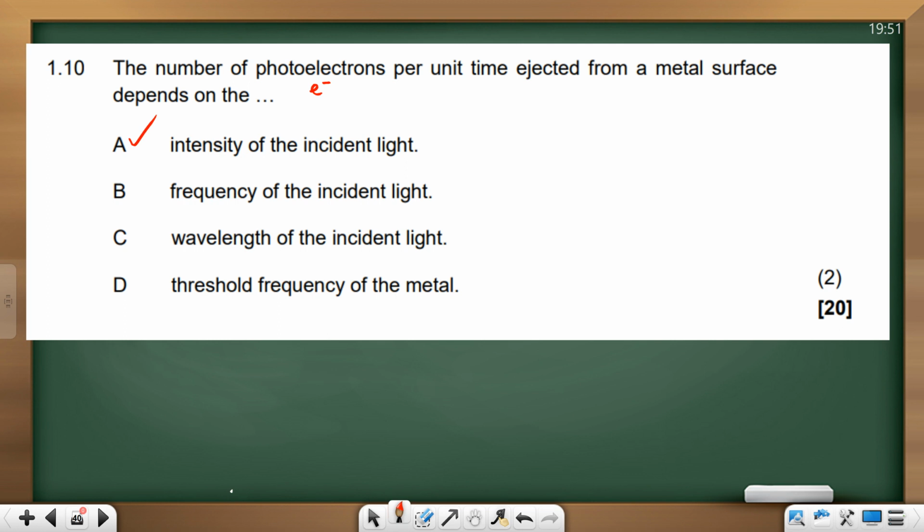Do you notice that all of this frequency will affect energy? Wavelength will affect energy. Remember, E equals to what? HF. E equals to what? HC over lambda. Threshold frequency, it still refers to what? Energy. So this one is number.